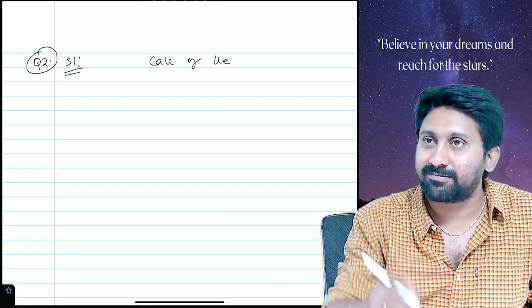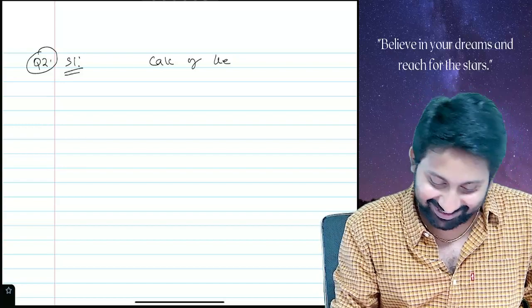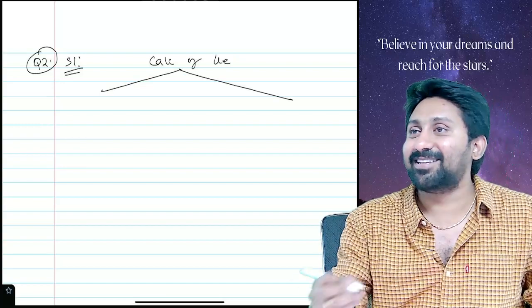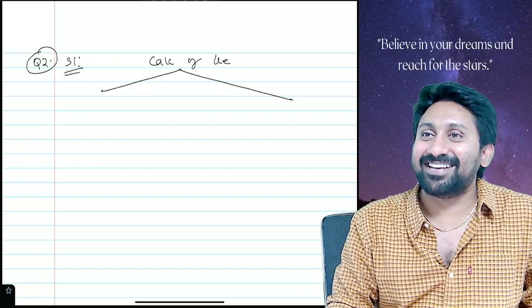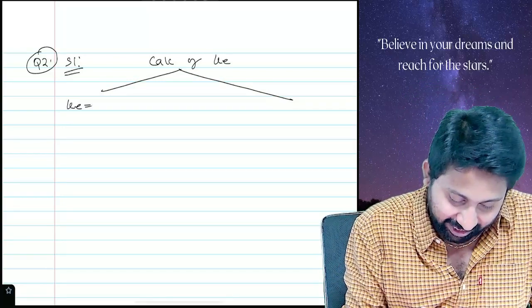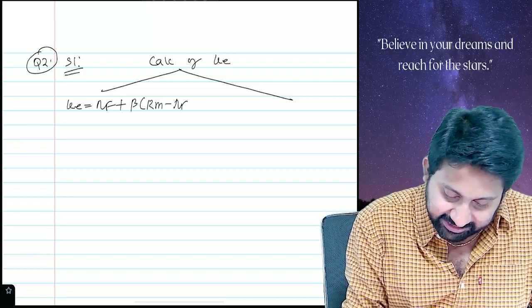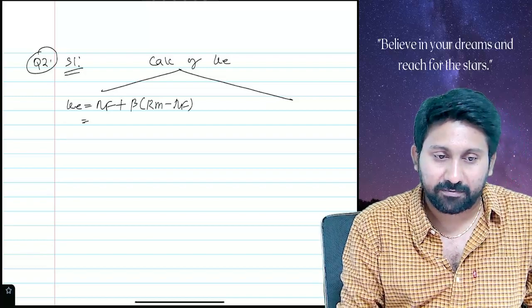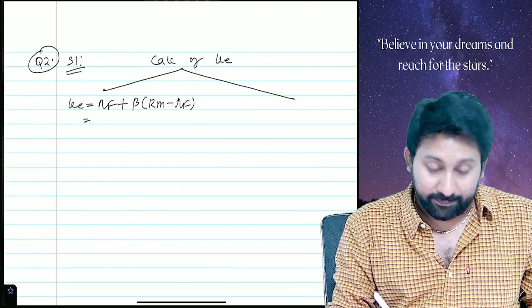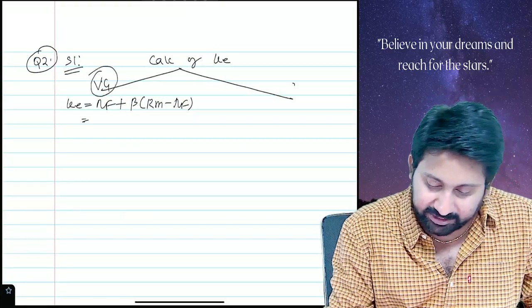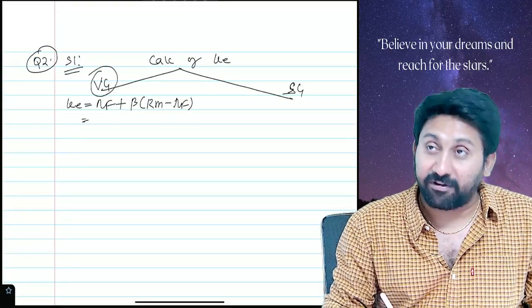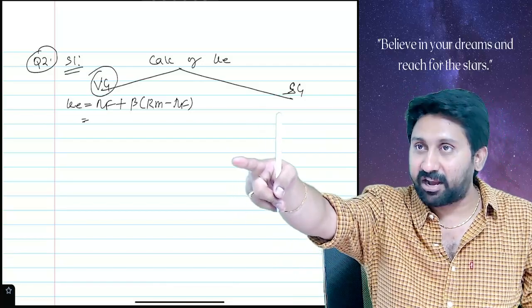Step 1: calculation of KE. You have done that successfully. See the screen. What is the formula? KE equal to RF plus beta into RM minus RF. What is RF given? 5.5. Listen, this is the variable growth period. This is stable growth. For variable growth one RF was given, for stable growth another RF was given.